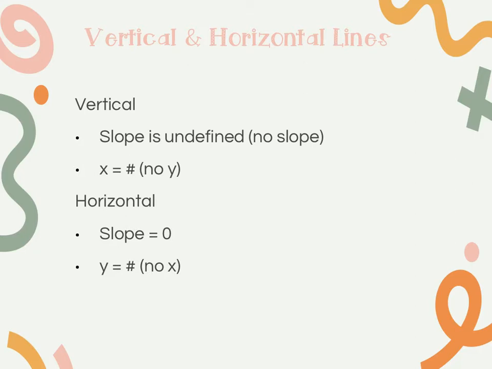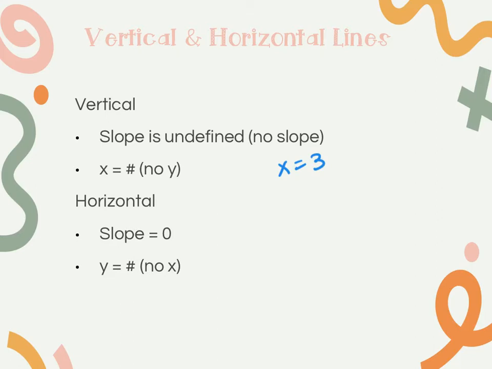All right, then there are 2 special cases when you're looking at lines, the vertical and the horizontal lines. When you're looking at a vertical line, the slope is undefined or no slope. And your equation is x equals a number, and there will be no y in it. So if I said x equals 3, I know this to be a vertical line that passes through the x value of 3. Straight up and down, straight through 3.